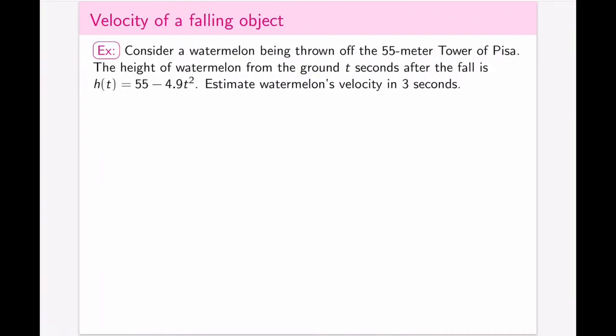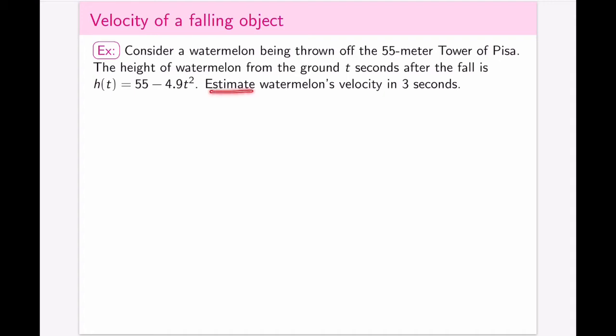For now, we're just going to see how we can analyze it within the context of velocity and the concept of averages. So let's say we are going to throw a watermelon off the Tower of Pisa. I figure if you're going to throw anything, it might as well be a watermelon. The height of the watermelon from the ground t seconds after the fall is modeled by this function. So this general shape of a function is the one we're going to model later on in the course with just the bare understanding of what gravity is.